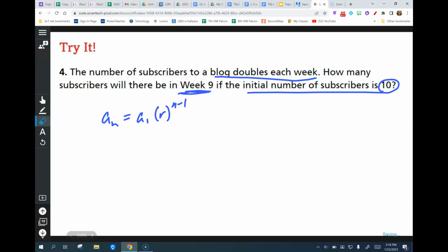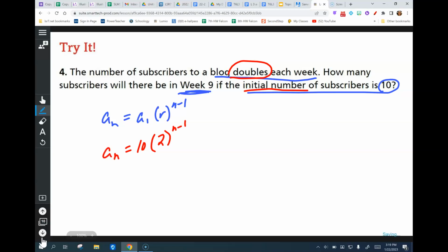Okay, so let's plug in what we know. We know a sub 1. They told us a sub 1, because the initial amount is 10. What's my ratio? Read the problem again. That's right, it doubles. So it's going to double. That's my rate. And we are on week 9, so that's just n minus 1. If I'm doing generic, that's what I want to do.